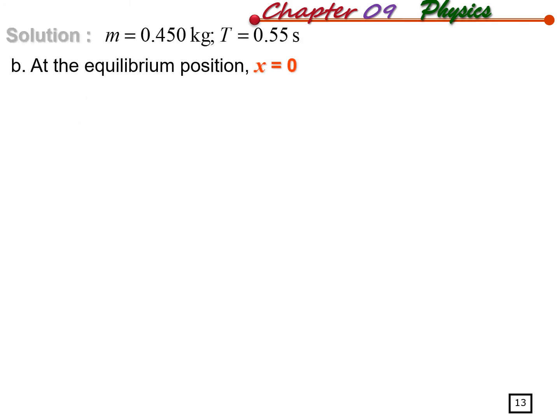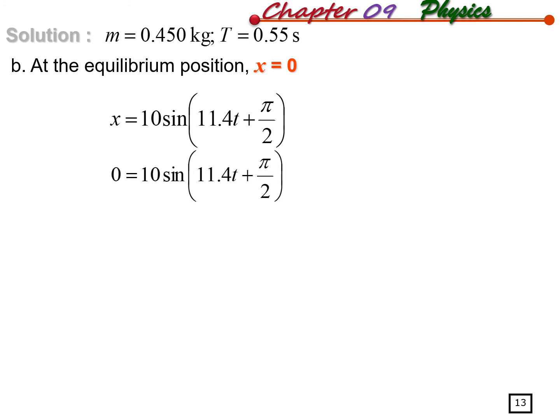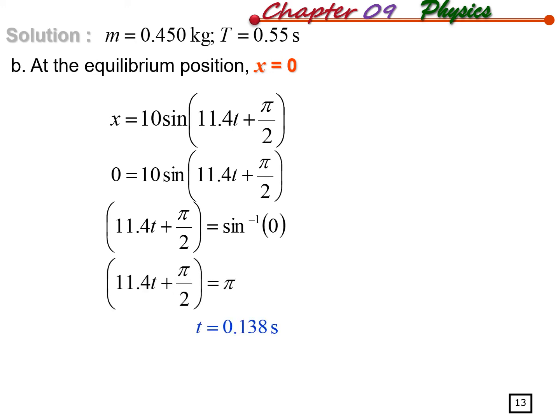So for question B, at equilibrium position, displacement will become 0. Once we have the equation, we can replace in the value x is equivalent to 0, and then simplify to find the value of t, which will end up with 0.138 second. This is one method. Another one is that we know it makes a quarter oscillation, so we have the period, just divide it by 4, and you should be able to get an equivalent answer also.